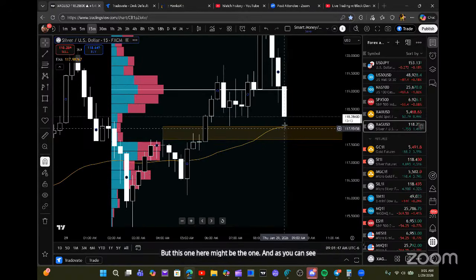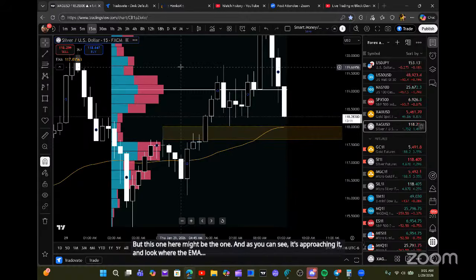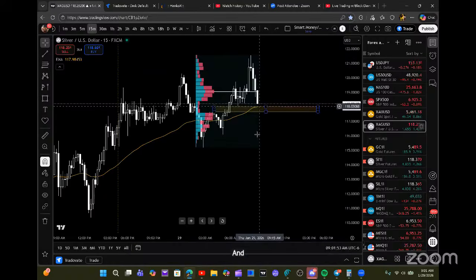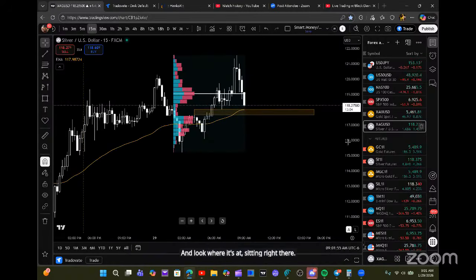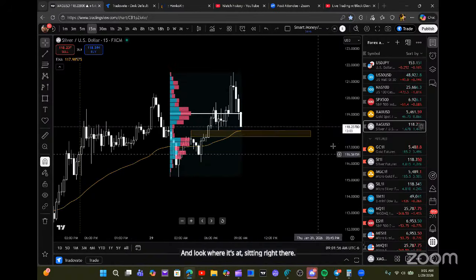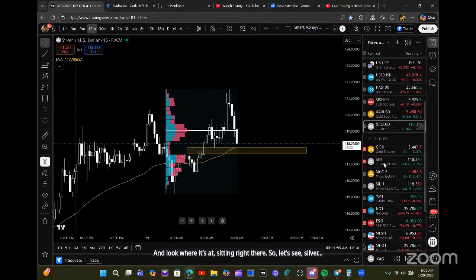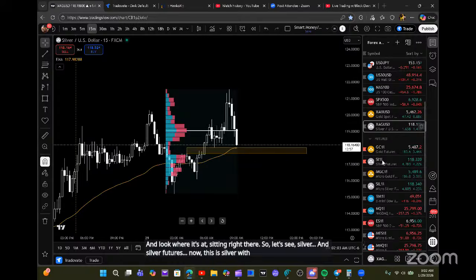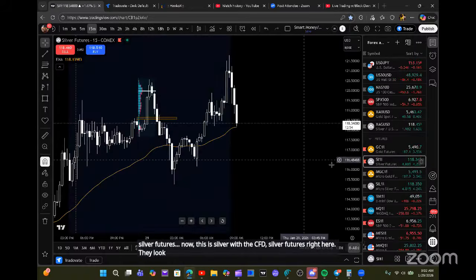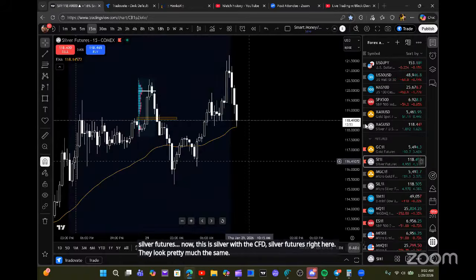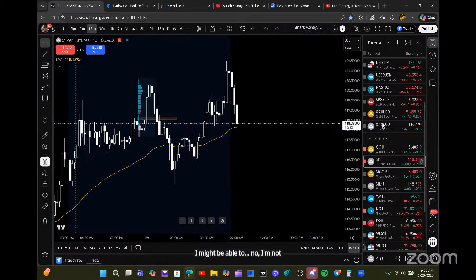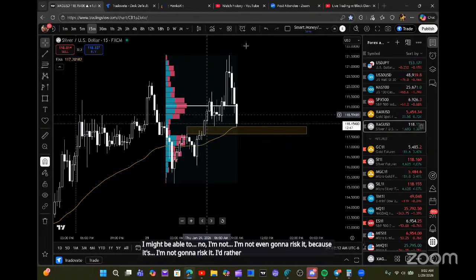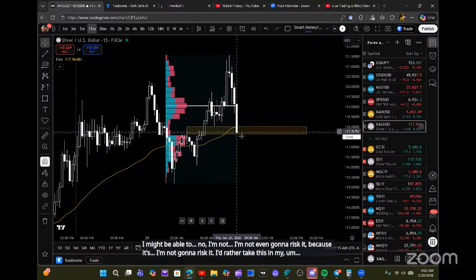And look where the EMA is. Y'all know how price likes that 50 moving average. And look where it's at, sitting right there. So let's see, silver futures. Now this is silver with the CFDs, silver futures right here. They look pretty much the same. I'm not even gonna risk it. I'd rather take this in my Forex.